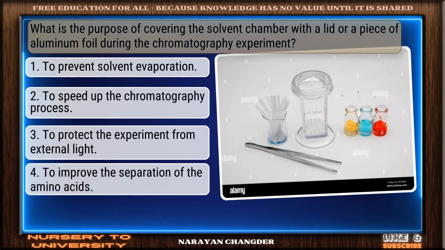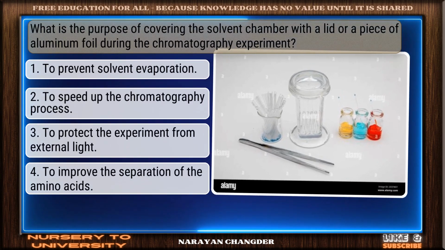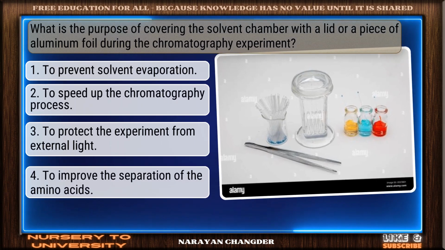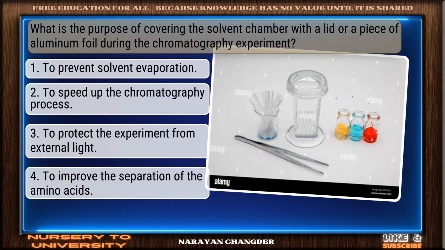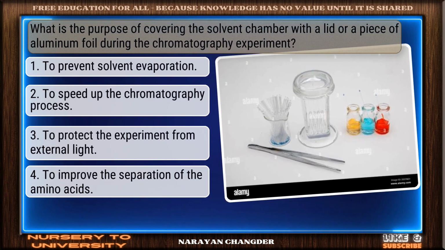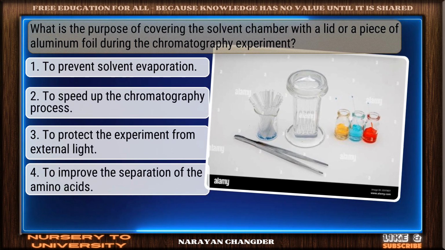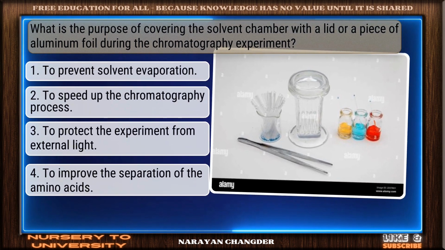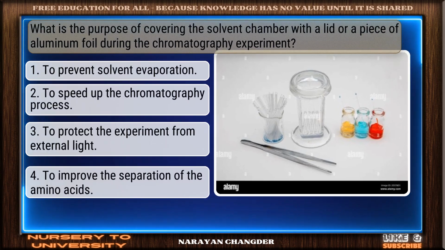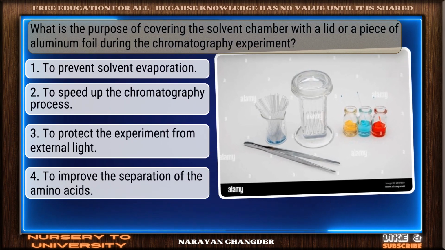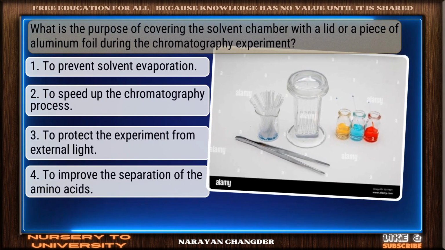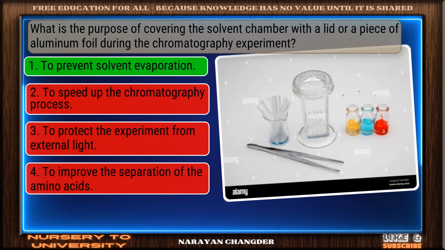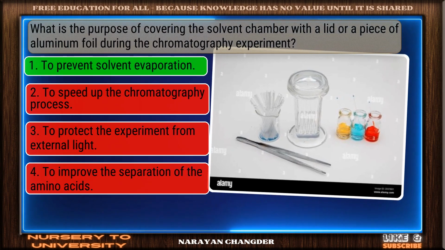What is the purpose of covering the solvent chamber with a lid or a piece of aluminum foil during the chromatography experiment? Option 1. To prevent solvent evaporation. Option 2. To speed up the chromatography process. Option 3. To protect the experiment from external light. Option 4. To improve the separation of the amino acids. Yep, to prevent solvent evaporation is correct.